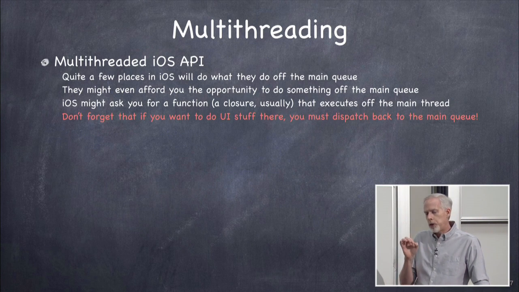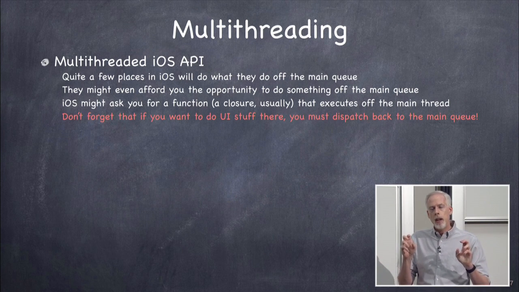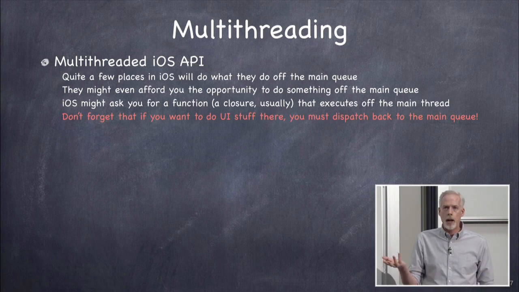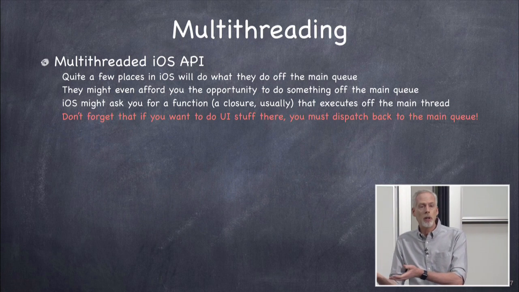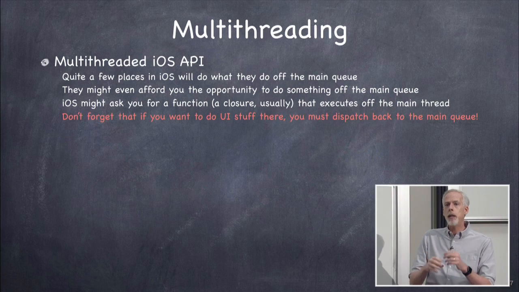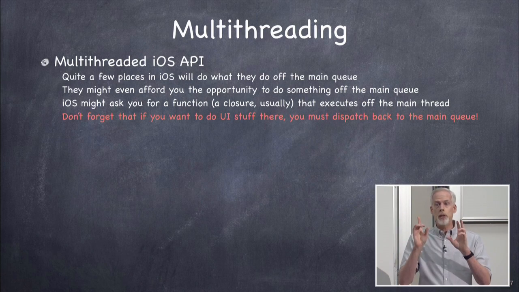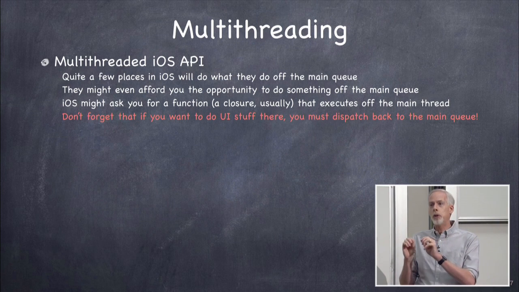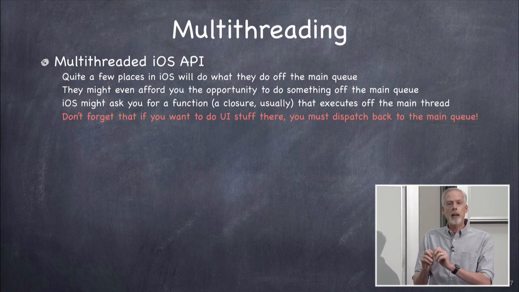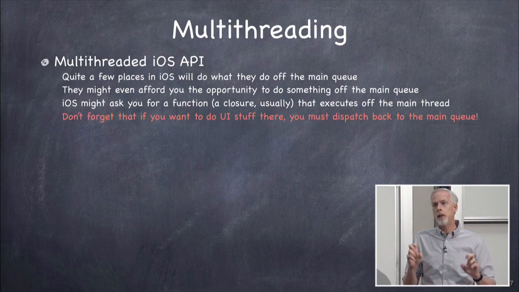In iOS, you'll see certain methods that are multithreaded, and you'll see that in the documentation. The way it works is you're going to see a method that takes a closure as an argument, and it'll say in the documentation, this closure is run on another thread off the main queue. And when you see that, you have to go, uh-oh, because any code I put in that closure that I'm passing to this function can't be doing any UI stuff, because that only can happen on the main queue.